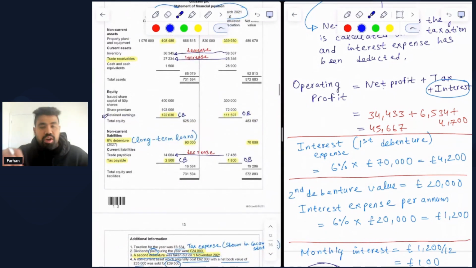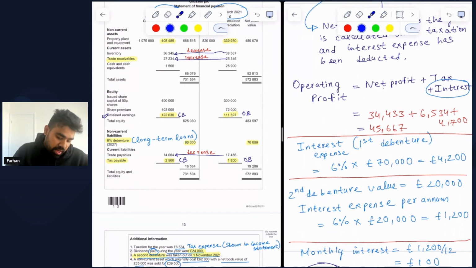So interest expense is obviously calculated on the non-current liabilities, or the debts the business will have. If you check the non-current liabilities section, you will see that we have a 6% debenture. Now, the 6% here refers to the interest rate. A debenture, as we have just discussed a while ago, is just a fancy word for long-term loans that a business has.